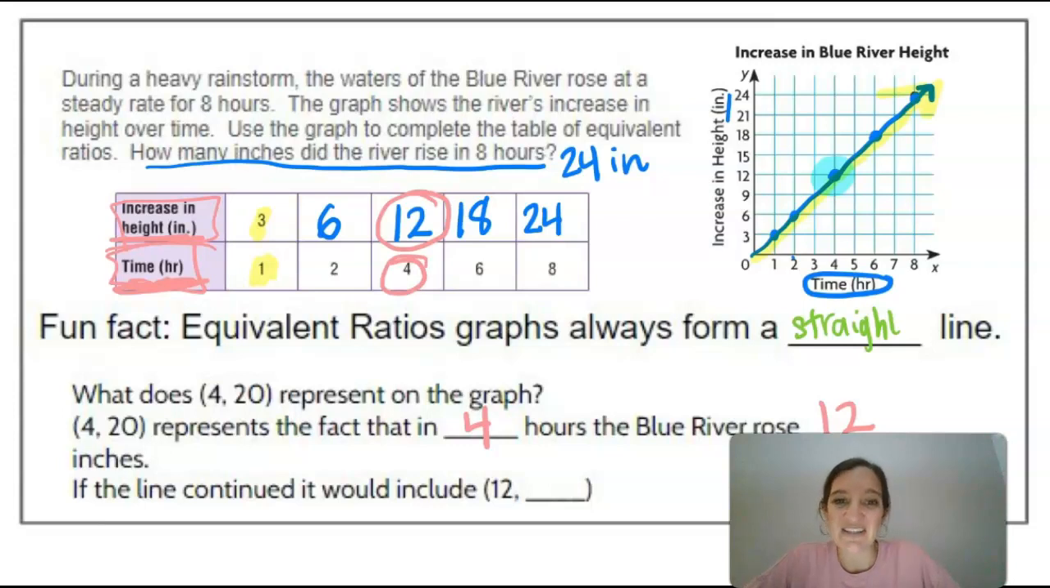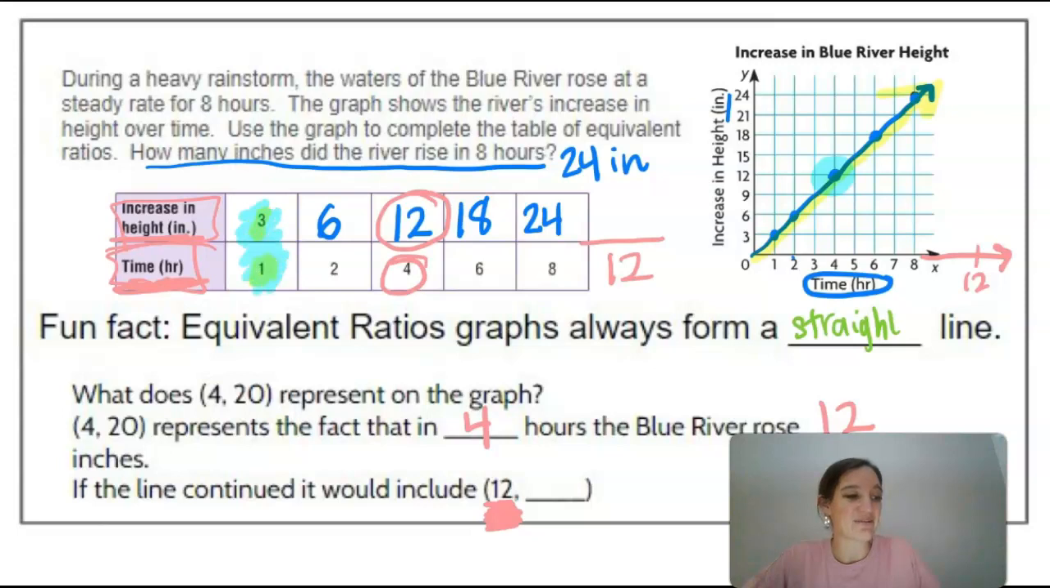And what if it continued? What if it rained for an entire 12 hours, a steady drizzle? How high will the river have risen then? Well, it's hard because over here it doesn't go up to 12, does it? But I bet we could figure it out if we just went one more on 12. Looking at the unit rate will definitely help us.